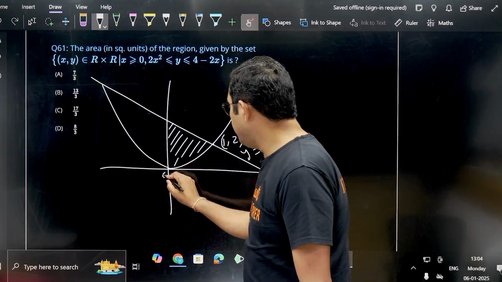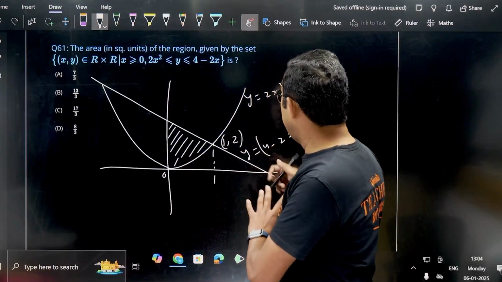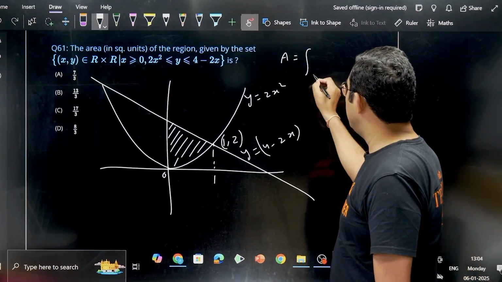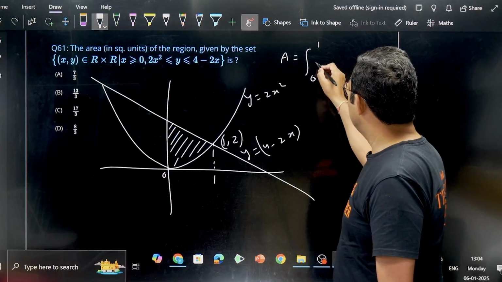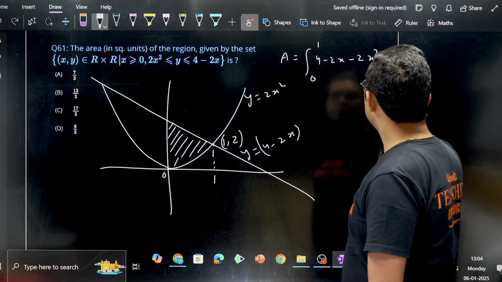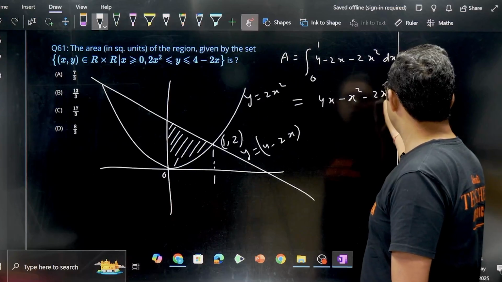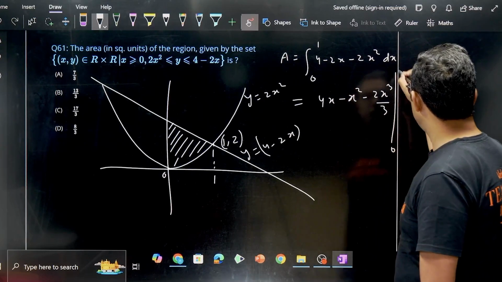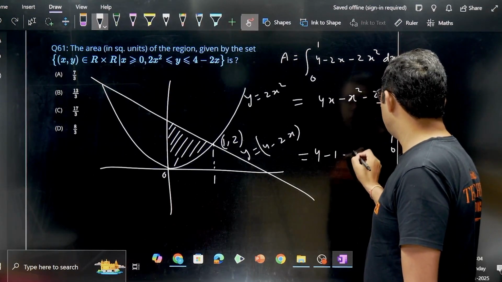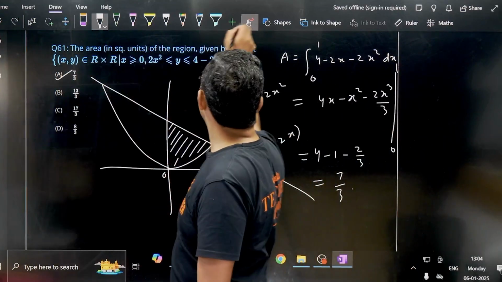Okay, so for this area, we need to do the integration from 0 to 1, in which one function is 4 minus 2x and the other function is 2x squared. So the area will be just the integration from 0 to 1 of 4 minus 2x minus 2x square dx. Therefore, the integral is 4x minus x square minus 2x cube upon 3. Put values from 0 to 1 and we get the answer. Let's just put 1 because 0 will give us 0. 4 minus 1 minus 2 by 3. So 3 minus 2 by 3. So 7 by 3 should be the answer of this question. So that is A.